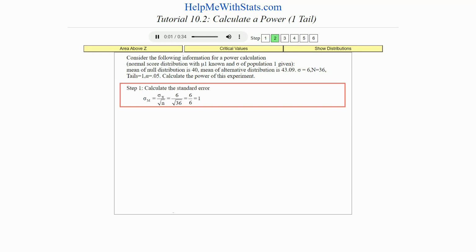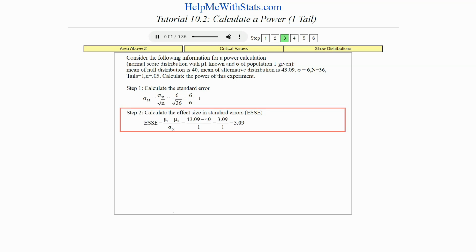Let's start by remembering that a power calculation uses mean distributions. Mean distributions are thinner than score distributions by a factor of the square root of the sample size. The width of the mean distribution, the standard error, is the standard deviation of the scores divided by the square root of the sample size. In this example, the standard error is the standard deviation of 6, divided by the square root of 36. This works out to 6 divided by 6, the square root of 36, which is 1.